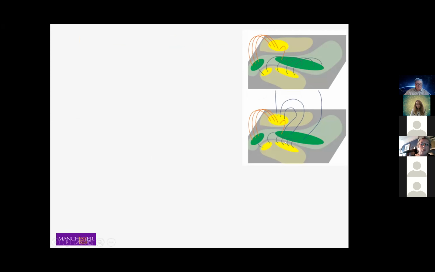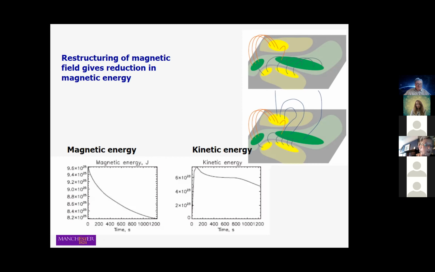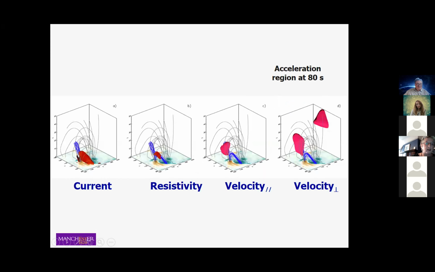This is a cartoon showing you the restructuring of the field, and it is obviously just a cartoon, but it's trying to simplify what was in the simulations. And so you can see the sheared arcade, which is present initially, collapses down, becomes much less sheared, and we get some more field lines generated from this region of one polarity to the region of opposite polarity up here. So quite a significant restructuring of the magnetic field. That, as you might expect, gives you a reduction in magnetic energy and conversely an increase in kinetic energy associated with the reconnection activity.